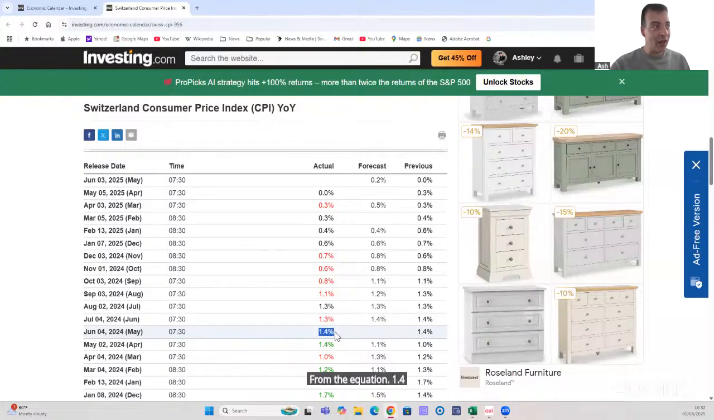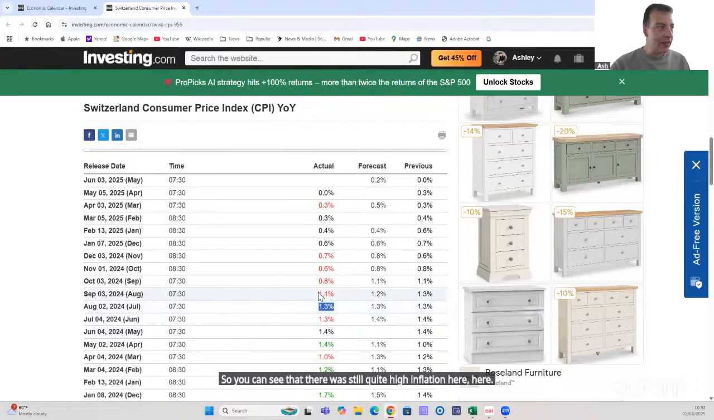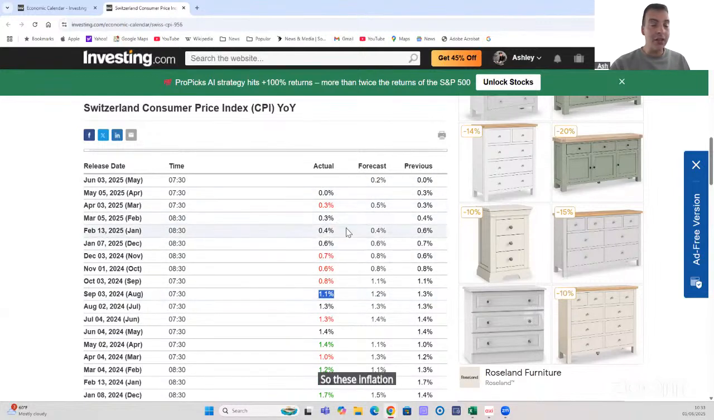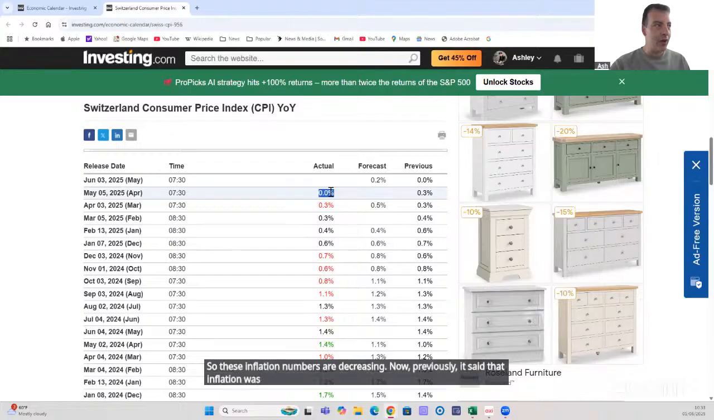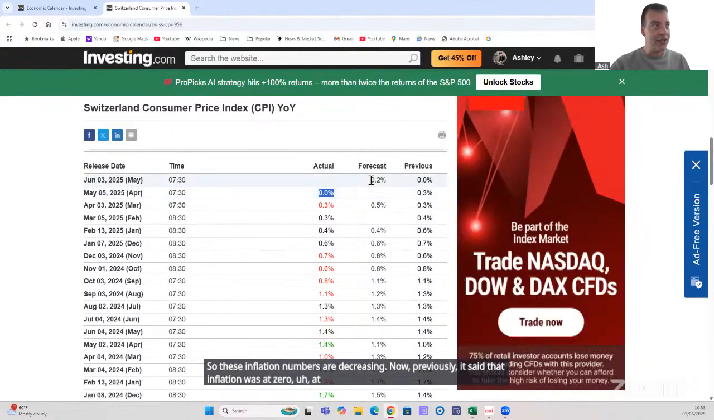1.4%. Now that's a big decline. 1.4% is a big decline. So you can see that there was still quite high inflation here, here, here, and here. They were all above 1%, when you consider where we are now. So these inflation numbers are decreasing. Now, previously, it said that inflation was at 0%, and it's suggesting that there's going to be a 0.2% increase in inflation.